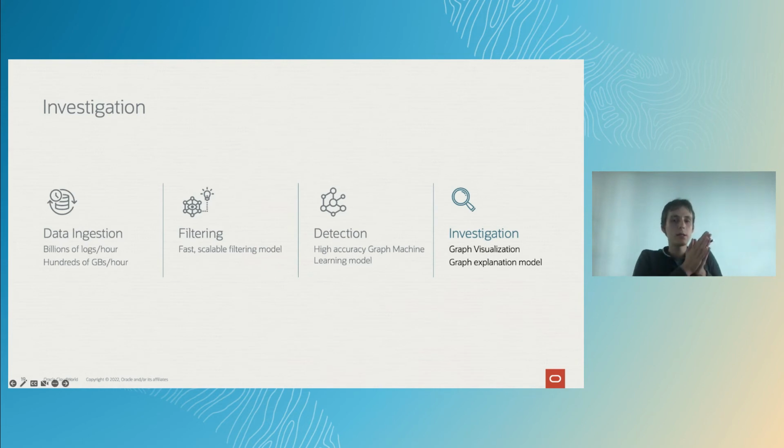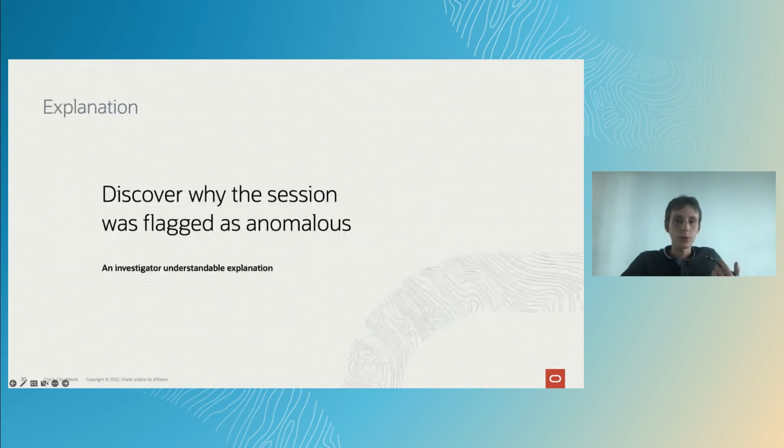Okay, so we've got these detected sessions. Now what do we do? Well, we move to the investigation step. And the first thing we do is to try and explain why the session was flagged as anomalous by the GraphML model. And this is very important so that you can actually trust the model, because we have this complicated model which maybe we don't know why it said something is anomalous, but if we can have proof that it's right, then one, we can trust it better, and two, we can actually use that information in a better way.